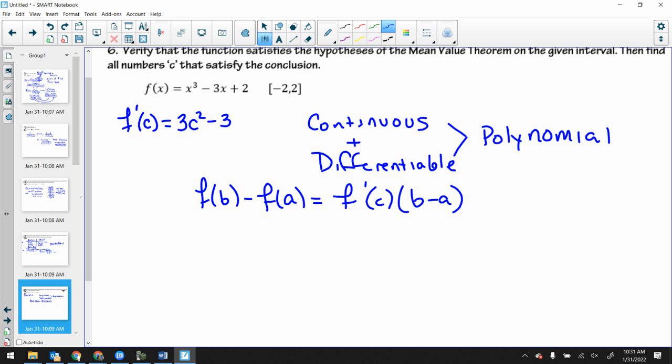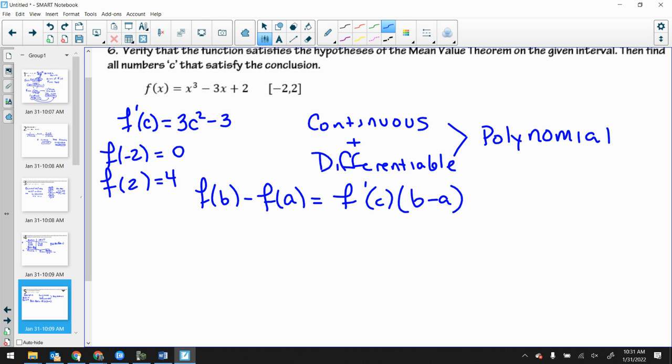So b is 2 and a is negative 2. I've got to find f of negative 2 and f of positive 2. Let's go back in. F of negative 2 is 0. Again, we're going back into the original, not the derivative. F of positive 2 looks like it is 4. Just plugging that back into the original to find those values.